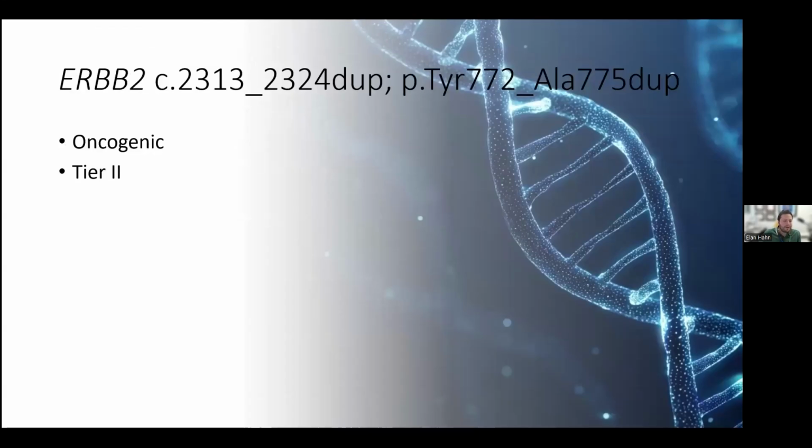So here it's reported as oncogenic and tier 2 in this specific tumor type.